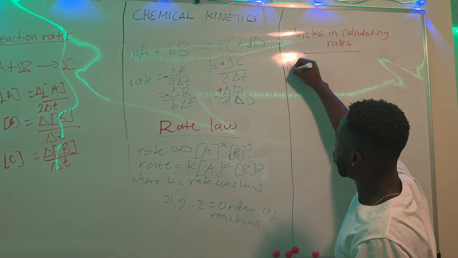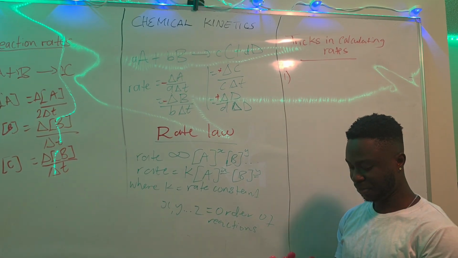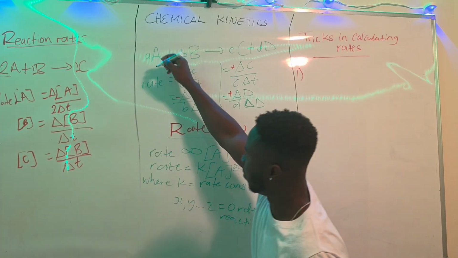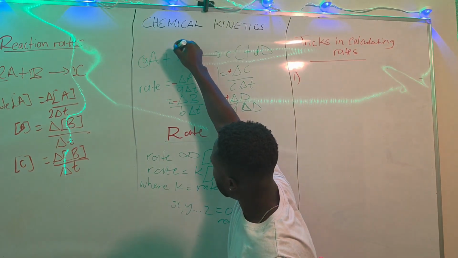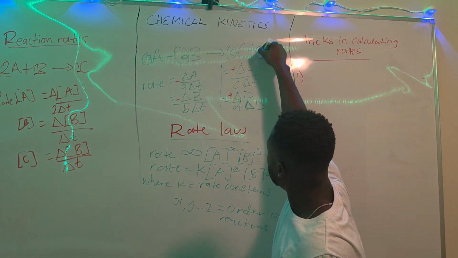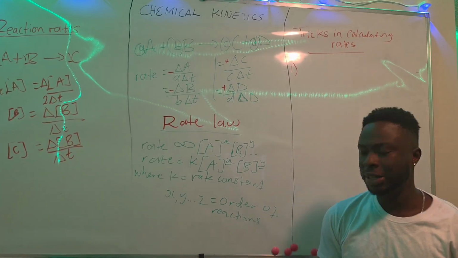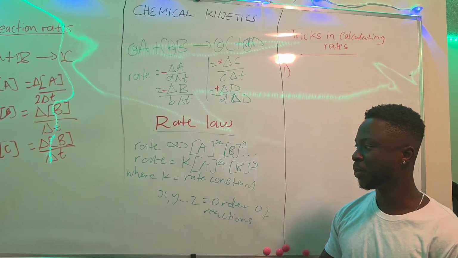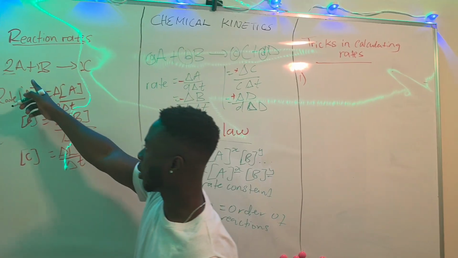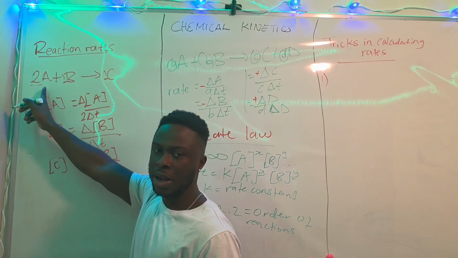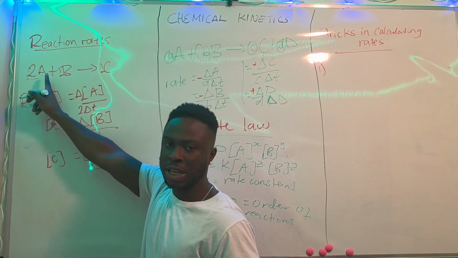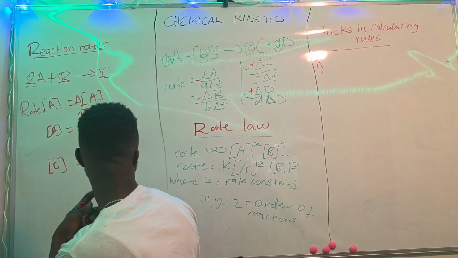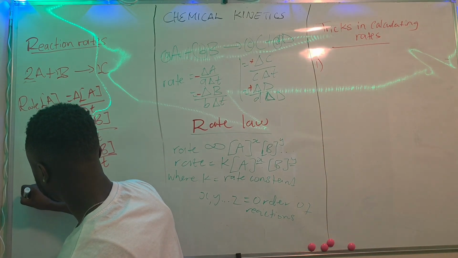So the first trick over here is that the stoichiometric coefficients over here are almost never the rate law orders. So let's take this generic reaction for instance. If I'm asked to find the rate expression or the rate law expression for this reaction, I could go ahead and do it in something like this.